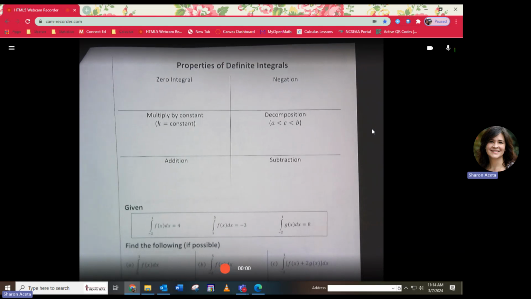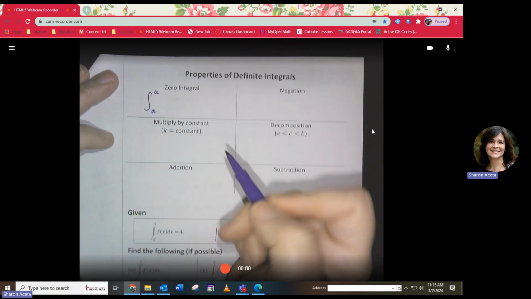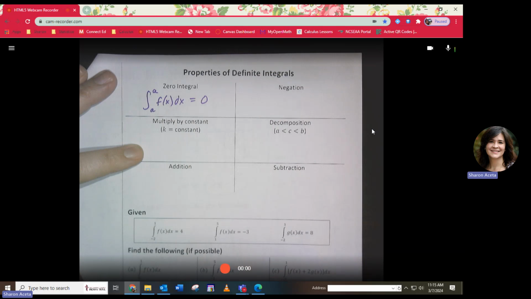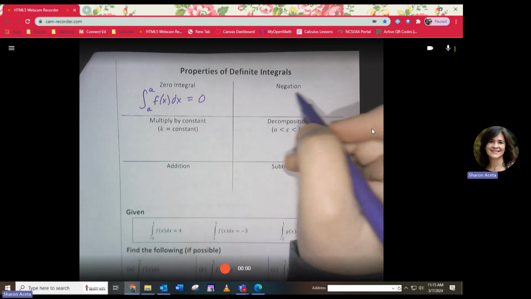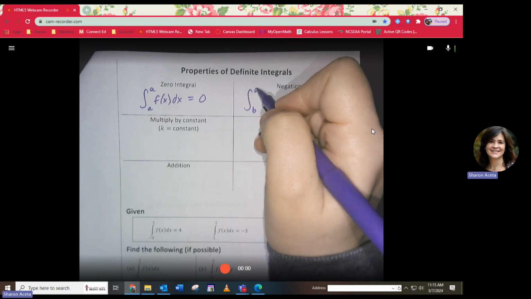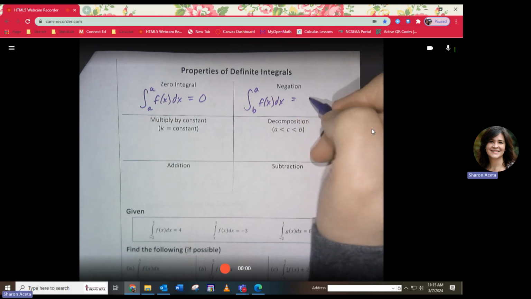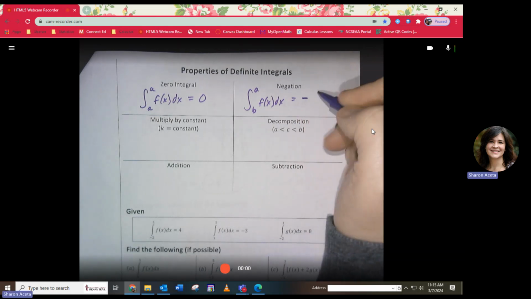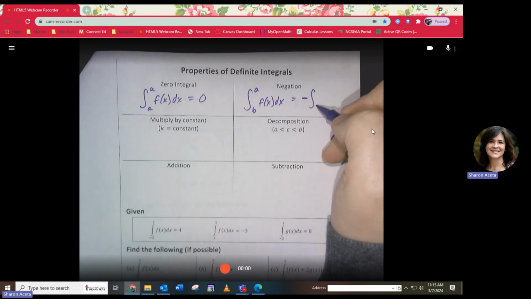Now, there are properties with definite integrals. And so we're going to go through these properties. The first one is if you have an integral from a to a where both of these are the same, then your area would be 0. You don't have any area. You can't draw a rectangle. You have a negation property that says if you go from b to a of a function, if you factor out a negative, you can reverse those lower and upper bound limits. So now it'd be a to b.